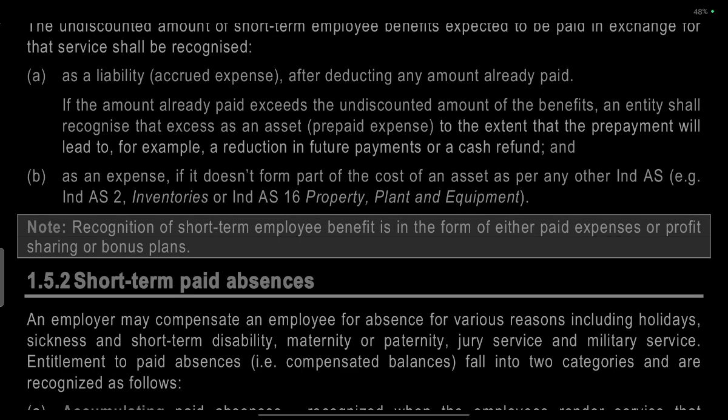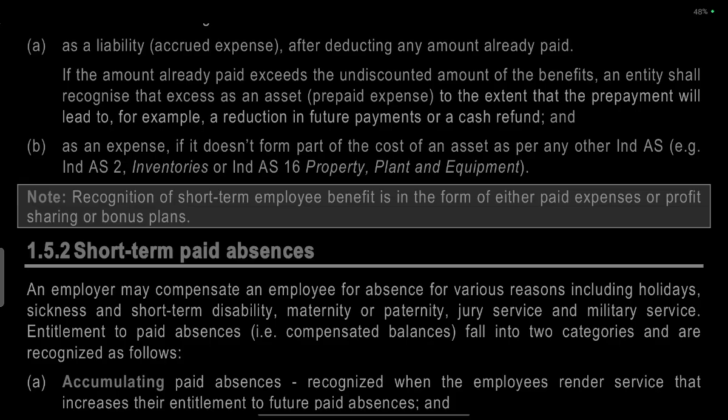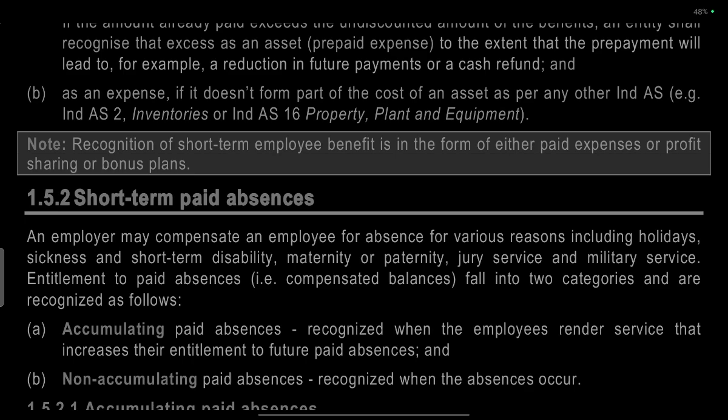If the amount already paid exceeds the undiscounted amount of the benefit, the entity shall recognize the excess as an asset to the extent that the prepayment will lead to, for example, a reduction in future payments or a cash refund. It is recognized as an expense, unless it forms part of the cost of an asset as per Ind AS, for example Ind AS 2 Inventories and Ind AS 16 Property, Plant and Equipment. Recognition of short-term employee benefits applies to paid absences or to profit sharing and bonus plans.